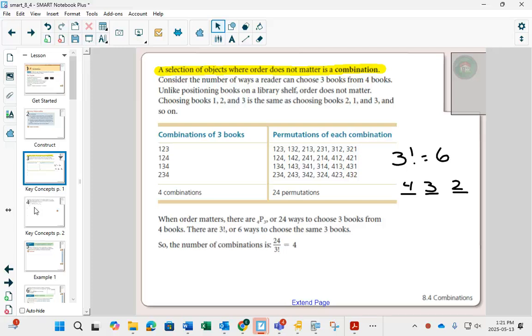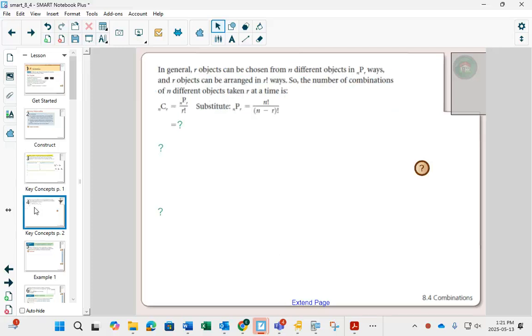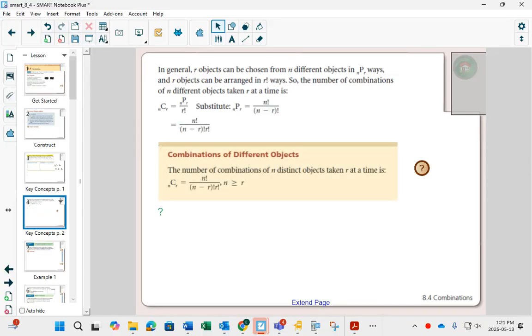And we have the formula on the next page. So if you think of the formula for nPr as n factorial over n minus r factorial, and that combinations is the permutations with the order divided out, we get this new formula for combinations. And unlike permutations where we hardly use the formula, the combinations formula we actually use quite a bit.